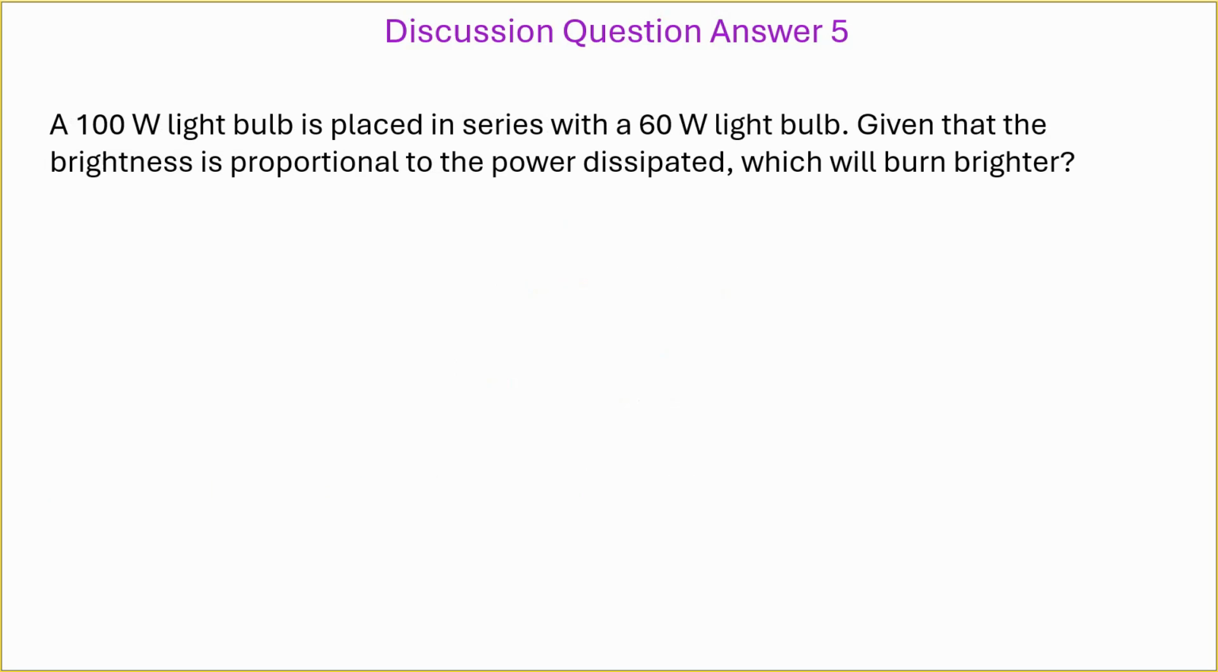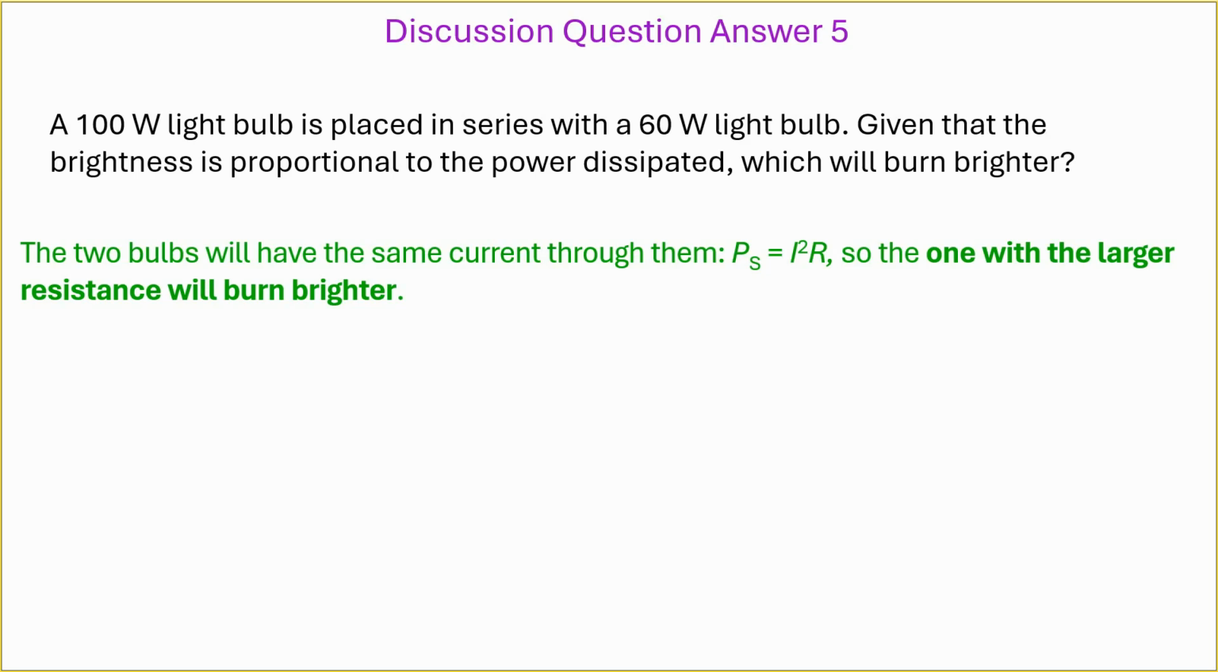For 5, we have a 100 watt light bulb placed in series with a 60 watt light bulb, given that the brightness is proportional to the power, which will burn brighter? So again, two bulbs connected in series, so they get a share of the EMF. The voltage is different, but the current through them is the same. So since the current is the same, to determine power, I would use P equals I squared R, because I is constant. So if you have bigger resistance, then you produce more power, right? So therefore, more resistance equals more power.